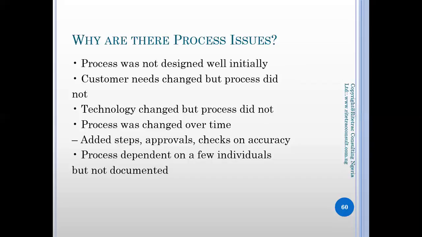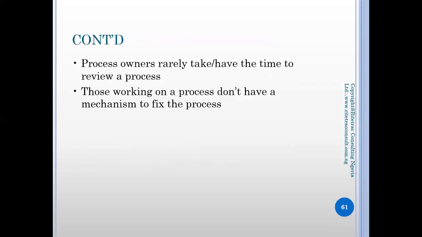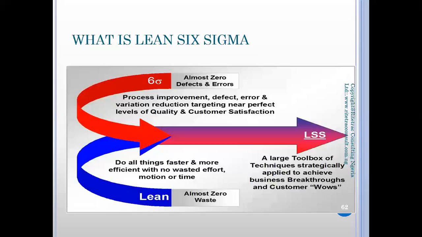Process is dependent on a few individuals but not documented. It's just like what I said, you import somebody to always do a particular job for you. If they're not there, it becomes a problem. So you need to cross-check. Process owners rarely take or have the time to review a process. Process owners must always find time to look at their processes and go through them again, because you must have improved one thing or the other and you still have a lot of steps before a product or a service comes out. Those working on a product don't have a mechanism to fix the process.